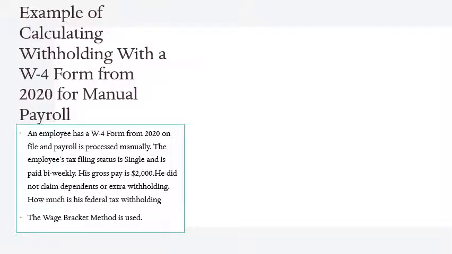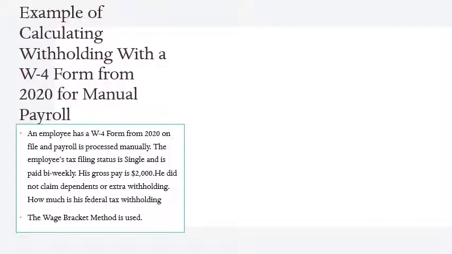Now let's take a look at an example of calculating withholding with a W-4 form from 2020 for a manual payroll. So an employee has a W-4 form from 2020 on file and payroll is processed manually. The employee's tax filing status is single and is paid biweekly. His gross pay is $2,000. He did not claim dependents or extra withholding. So how much is his federal tax withholding?